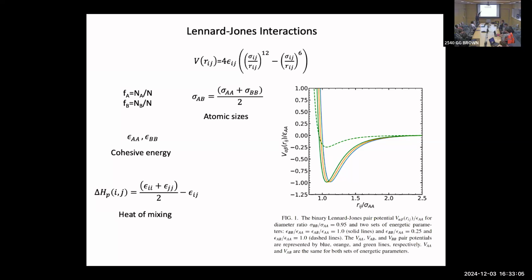The next level model that I could do is a Lennard-Jones interaction. So there are cohesive energies between the A's and B's. There's a heat of mixing, or a relative measure of how strongly the A's and B's interact. Do they promote mixing or not? And then there are the atomic sizes. In this model, that is everything. In general, what you'd be interested in is the glass variability over all of those parameters. So at an atomistic level, what is that cohesive energy physically? You can think about it a couple of ways.